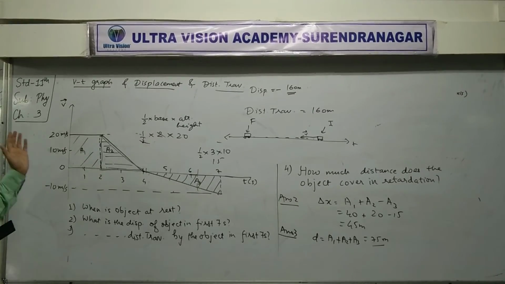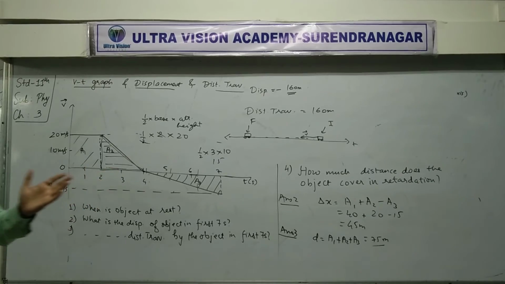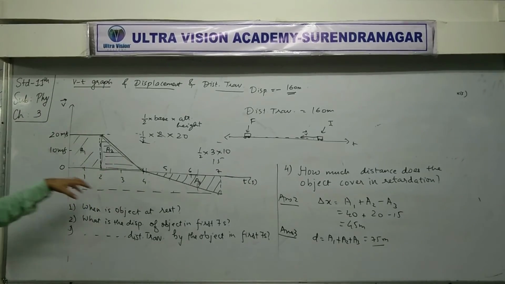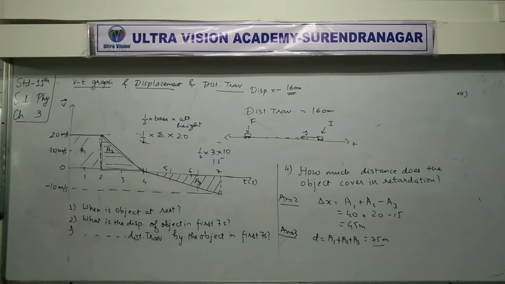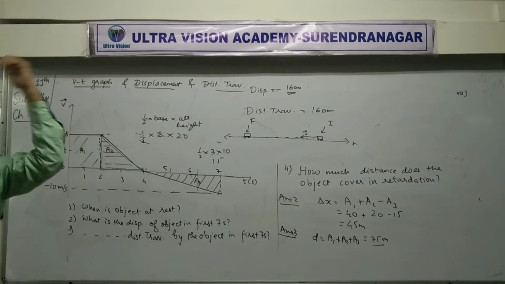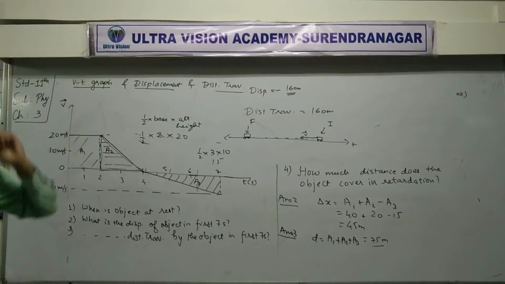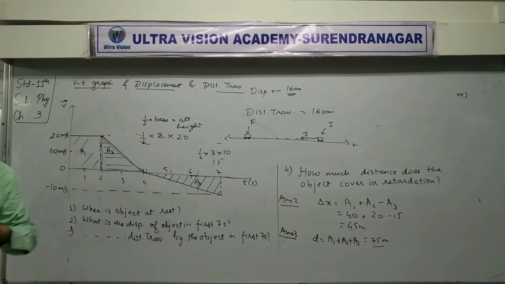Next, to identify: who can tell me where retardation is going on in all these times? 0 to 1, 1 to 2, 0 to 4, 0 to 7. Where, according to the graph? Yes, it means 4 seconds to 7 seconds. Who agrees with her?